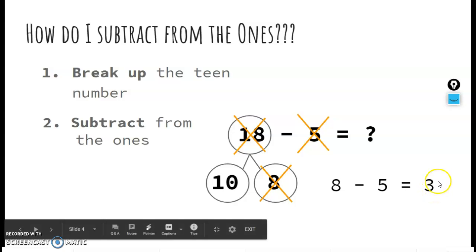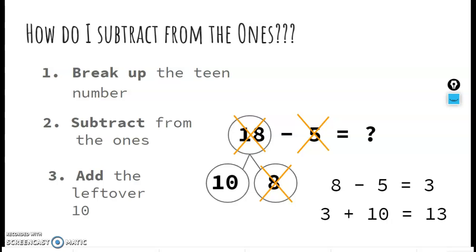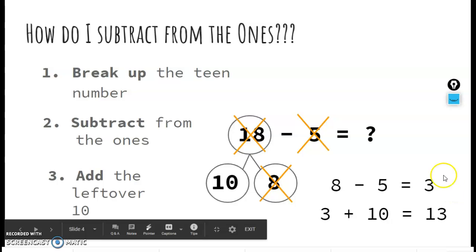So I'm going to take my answer to my subtraction problem, 8 minus 5 equals 3, and I'm going to add on the 10. That's easy, adding a 10. 3 plus 10 is really just 13. Violet is sitting next to me while I'm doing this, and she got a little excited. So step number 3 is to add the leftover 10. 3 plus 10 equals 13.